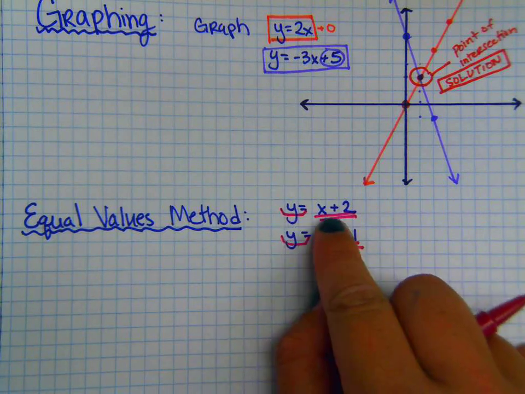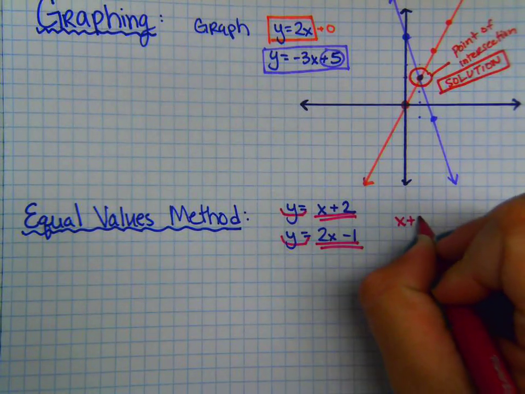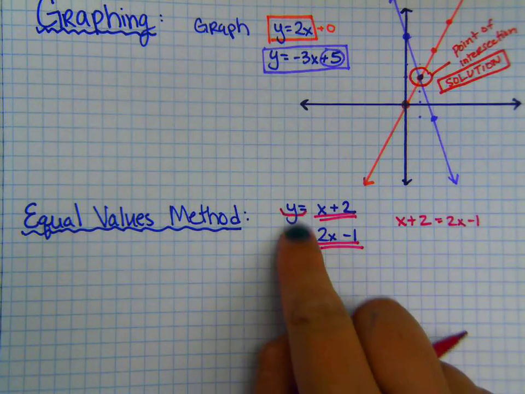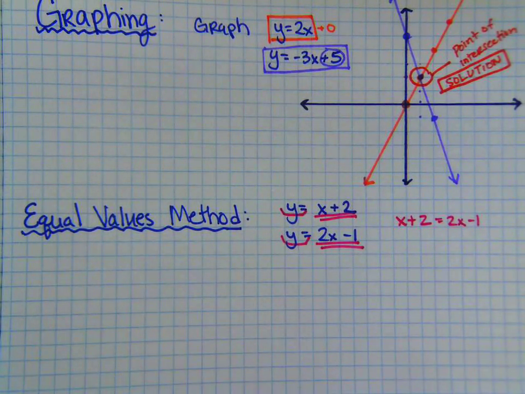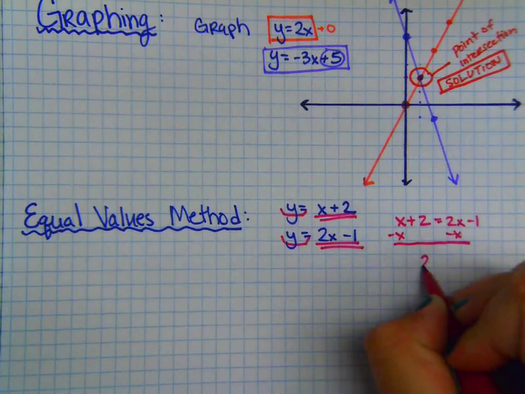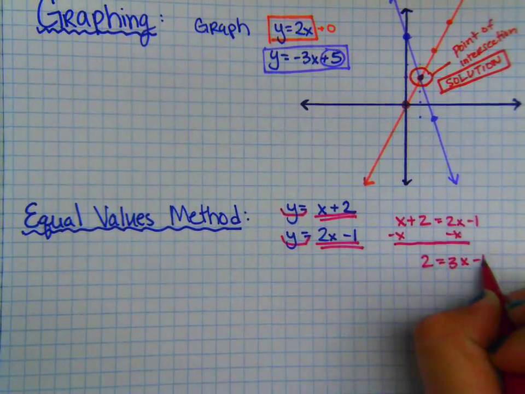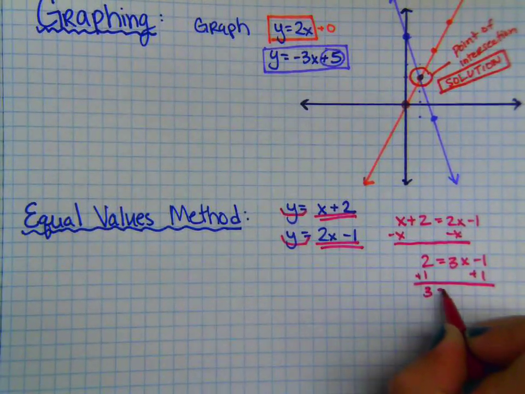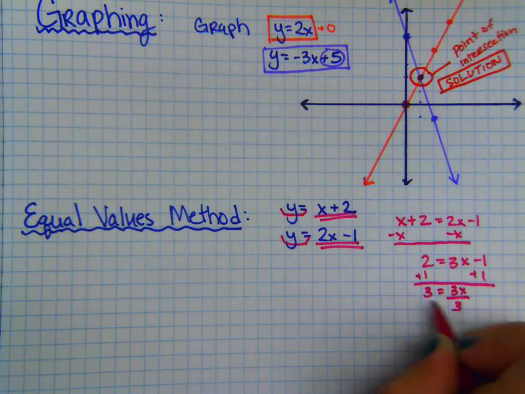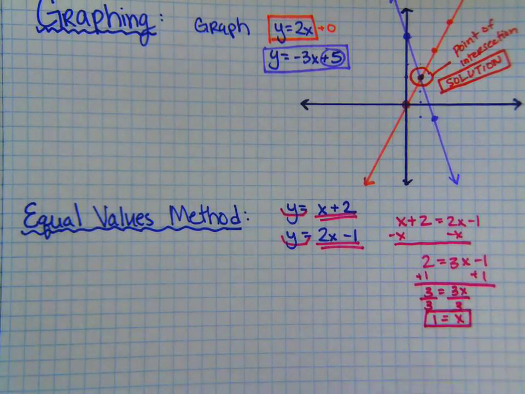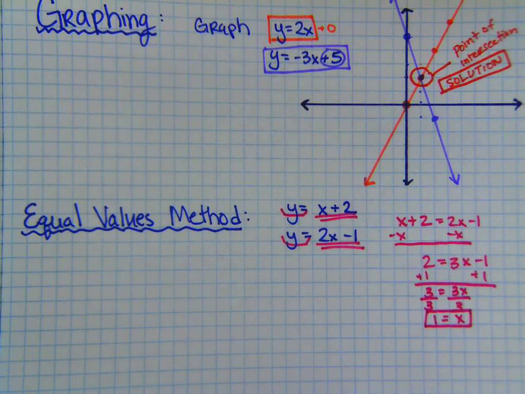I'm going to set x plus 2 equal to 2x minus 1 because the y's equal each other. Now it's just basic solving. I'm going to subtract x. That'll be 2 equals 3x minus 1. Add 1. We get 3 equals 3x, which means x equals 1. That's our x coordinate for where that point of intersection is.